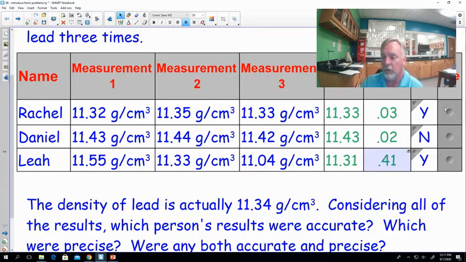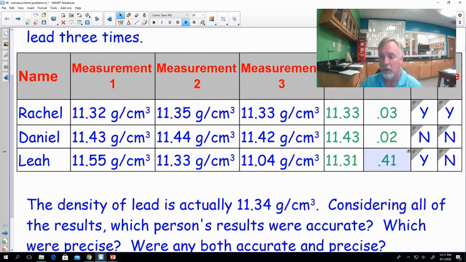So now let's go through and answer the precision question. We're going to base it on that spread, right? Rachel, we're going to call Rachel pretty precise. She had a very small spread in her numbers. Likewise, we're going to call Daniel precise. Also a very small spread in his numbers. Leah, on the other hand, not so precise at all, right?